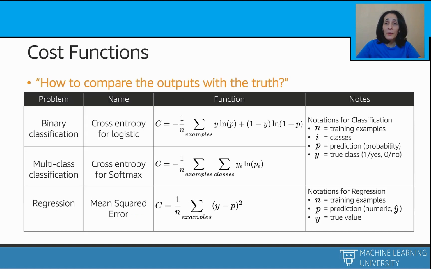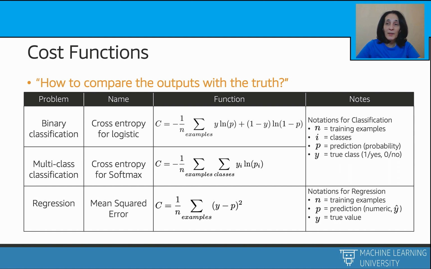So here are a few choices of error functions, also called cost functions, that can be used to basically compare the neural network outputs with the truth, with the desired target. For binary classification, log loss, also known as the cross entropy for logistic loss, is a numerical value that measures the performance of the binary classifier when the model outputs a probability between 0 and 1. There is a similar loss function called cross entropy for softmax loss that can handle multi-class classification.